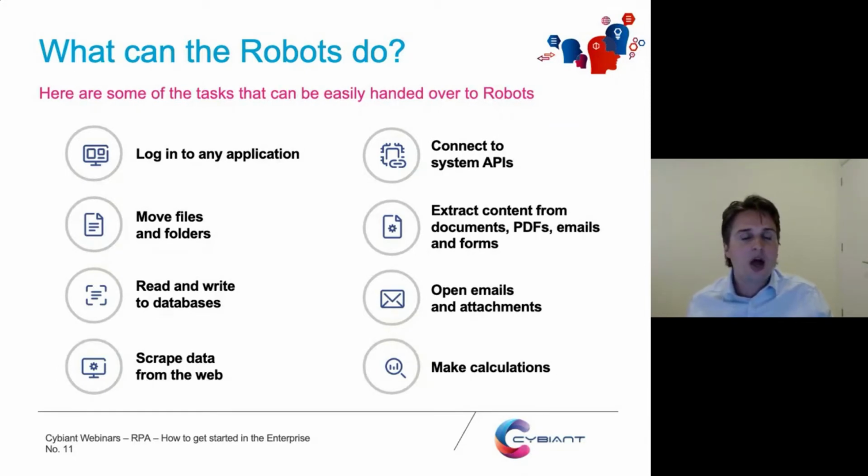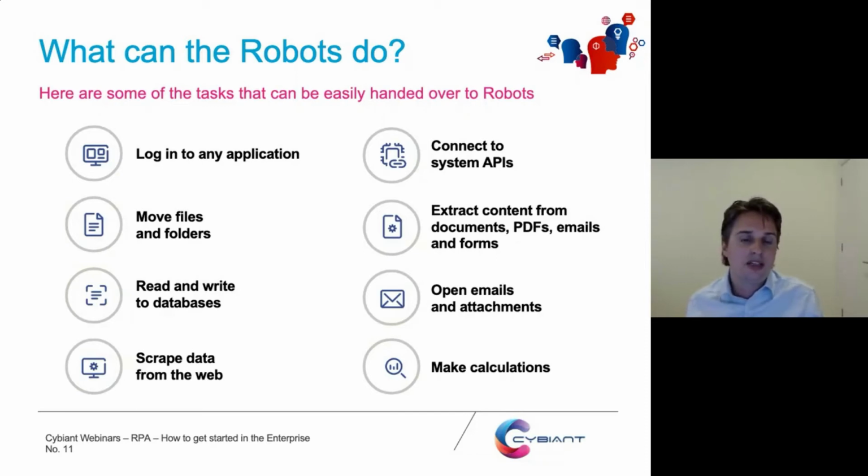First of all, you should understand that a robot can basically do anything that a person can do. So whether it's logging into an application, creating or making files and folders, reading and writing data to databases, or for instance, scraping data from the web. If you are typing in something into a Google search bar, the robot can do that in the exact same way. For that reason, it's also one of the key use cases of RPA to get information from a variety of sources and actually input that into the right location.